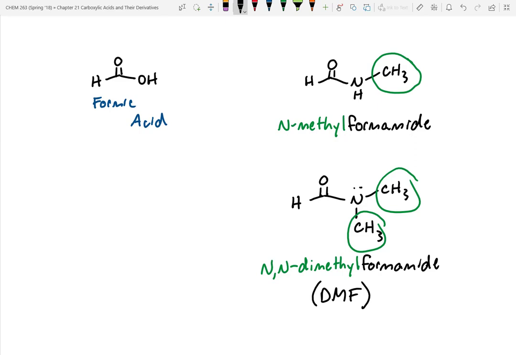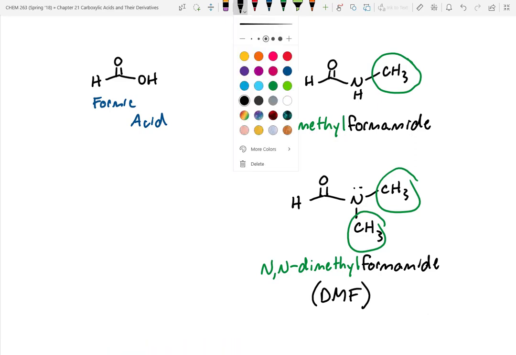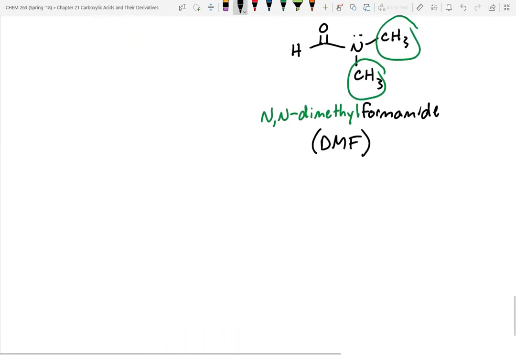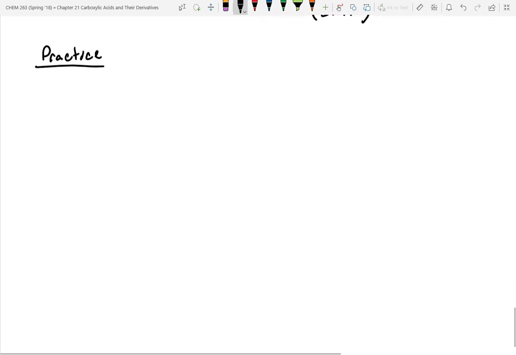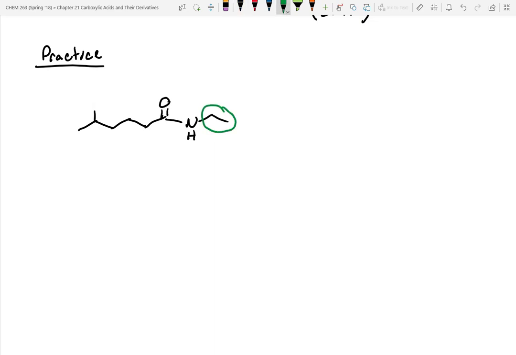All right, you want to try a challenge one? And then we'll be done with naming for a little bit. Okay, so for this one, first thing you always want to identify is the substituent coming off the nitrogen. So this would be N-ethyl, right? That's going to go first.